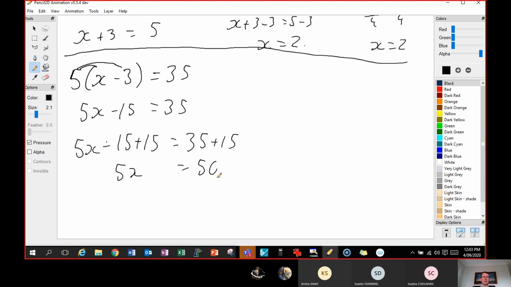Now I want to divide by 5 on both sides because I want to split this into 5. So I've got to split this into 5. It's going to leave me with x equals 10.